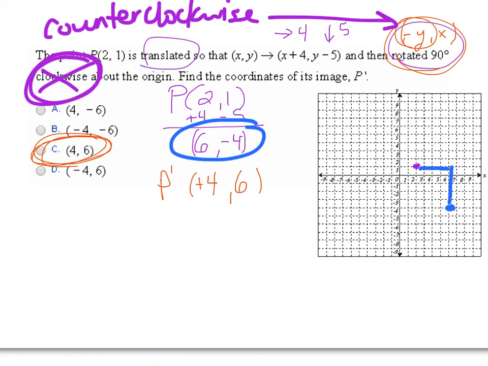So then once we go counterclockwise, we need to rotate it this direction. We would end up at 4 and then positive 6 way up here. And that's where our final ending coordinate was. Right there, I'll make it in red. So that's where my final coordinate was after I rotated it counterclockwise 90 degrees.